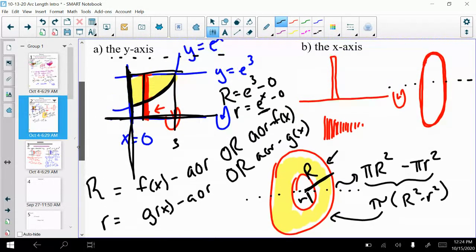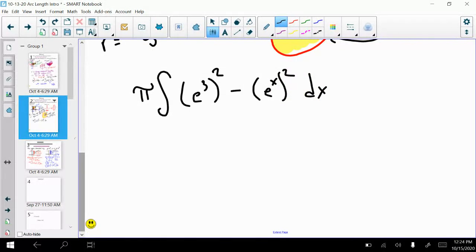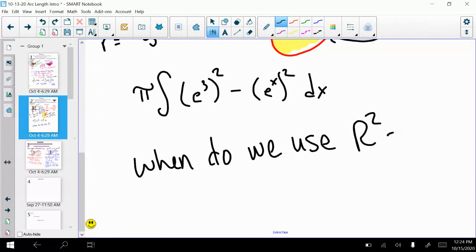So then in class, the question came up of when do we use r minus r squared? We use r squared minus r squared all the time. That's what we just did. When do you use r minus r squared? And the short answer is pretty much never, because those are radii when they're written like that. So that's not what we should be using.